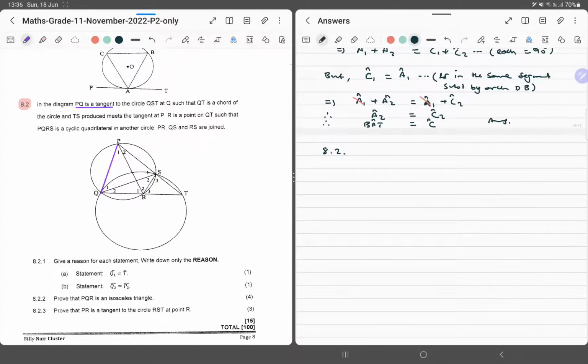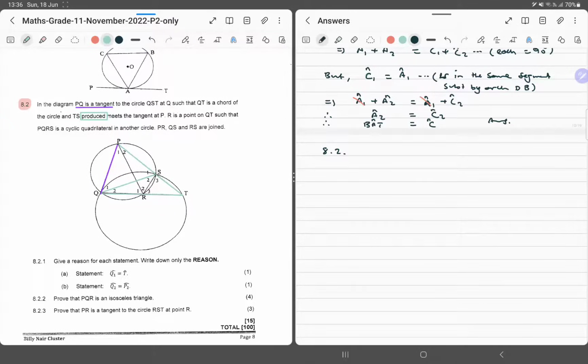Okay? To the circle QST. So let's just do QST. We'll just highlight that triangle because that's what matters in our tangent-chord theorem. Okay, that's our circle QST, such that QT is a chord of the circle and TS produced, now TS produced is going in that direction. Once you hear that word produced, you are being told this is a straight line.